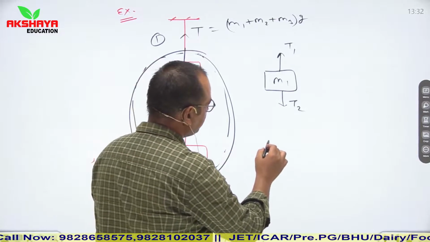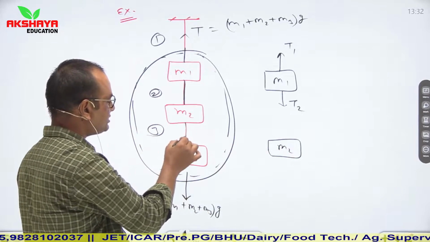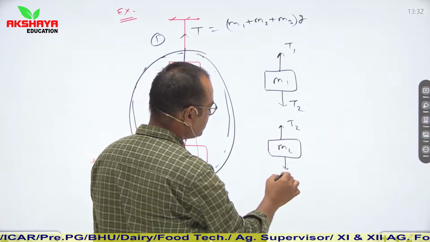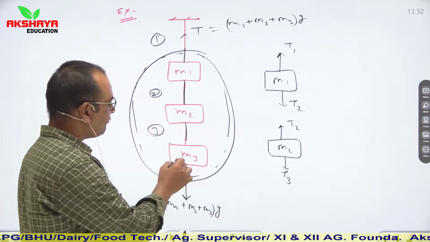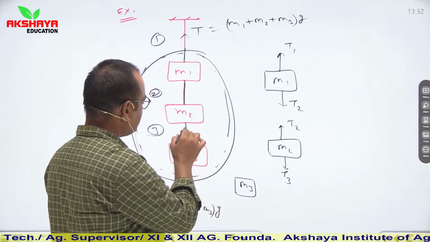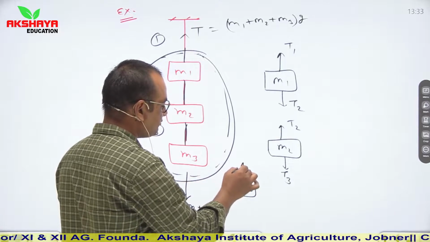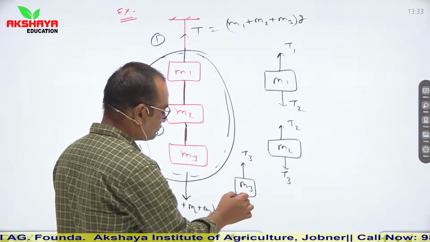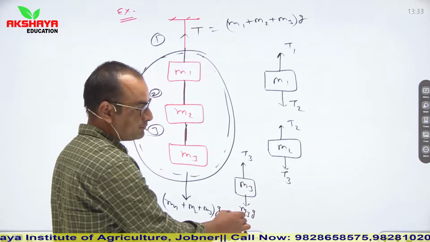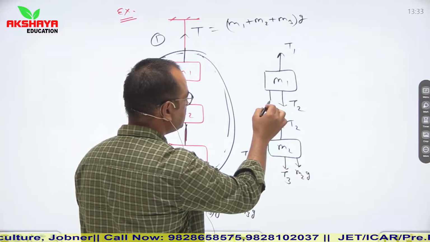Similarly, FBD of M2. M2 is connected by string 2 and string 3. So tension in upward direction is T2 and tension in downward direction is T3. Similarly for M3, this is M3. M3 is connected simply by string 3. So there is a single tension in upward direction, T3, and its weight is in downward direction, M3g. So see, its weight M3g, its weight M2g, weight is always downwards, and this is M1g.